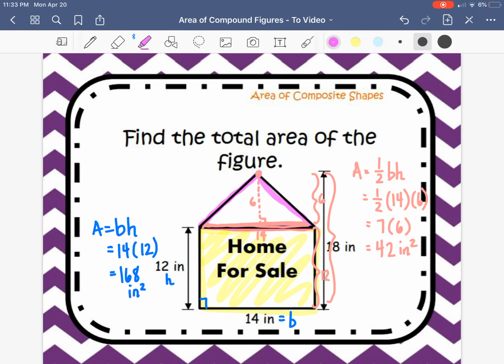So we have now determined that the area of the triangle is 42 square inches, and we had found that the area of the rectangle was 168 square inches. Now it's up to you to do the final step. What is the total area of this figure?